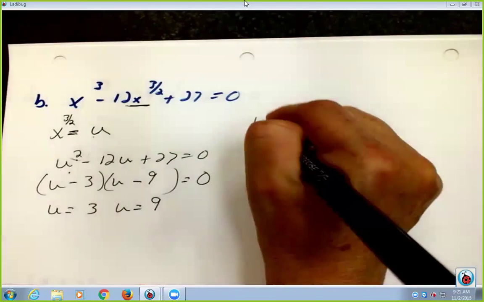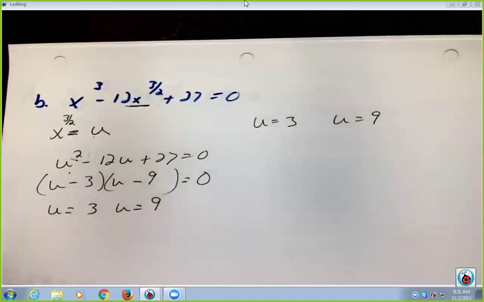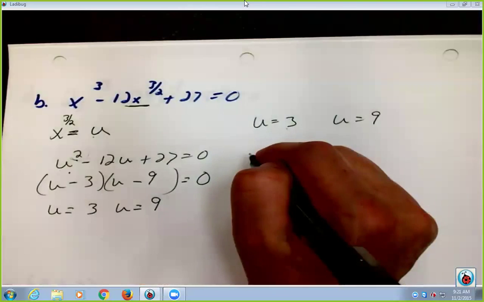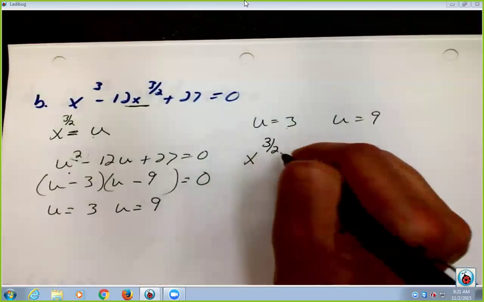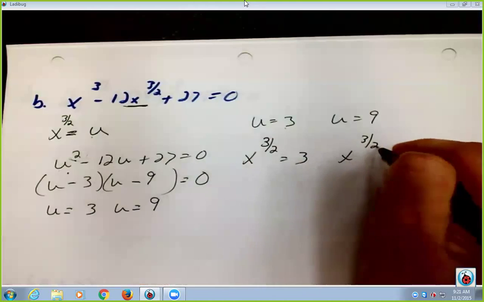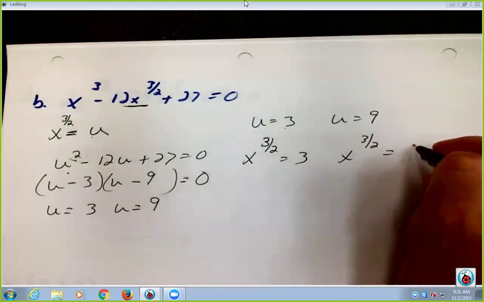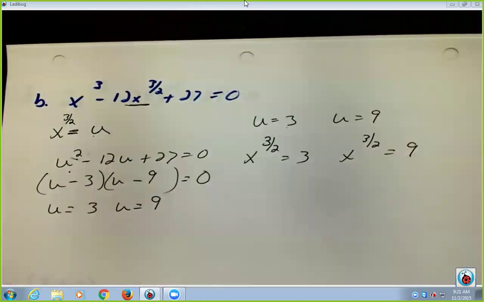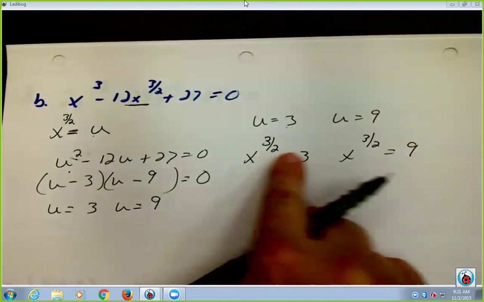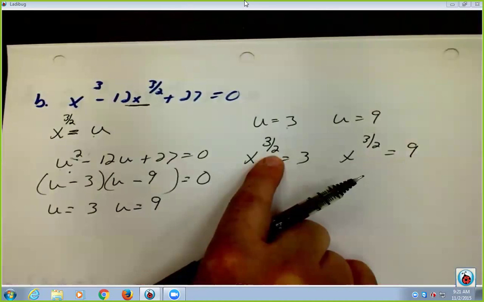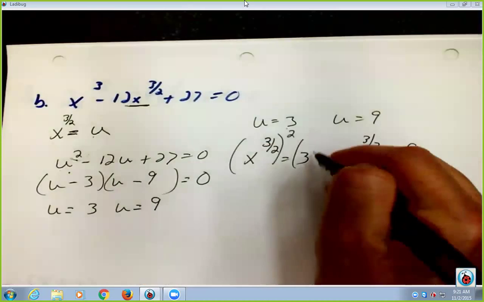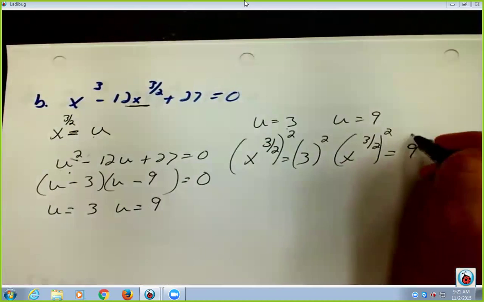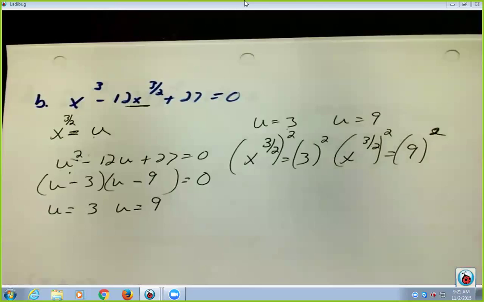Well, I take these u equals 3 and u equals 9, and this is kind of the trickiest one of probably all of these. Because now I'm setting x to the 3 halves equal to each of my u answers. To get rid of the 2 from chapter 9, what was the 2? The 2 was a square root, right? And so I now need to square each side. So when I square each side, what happens?